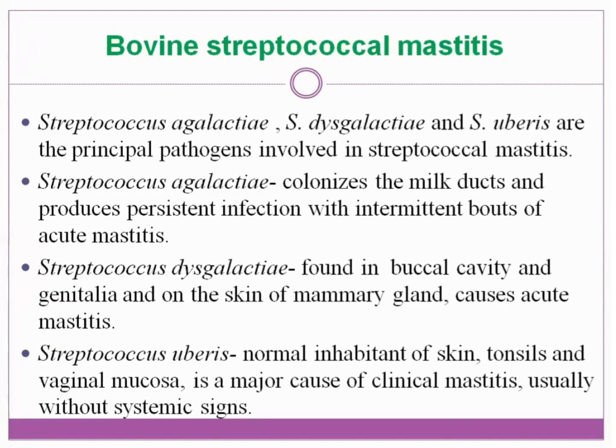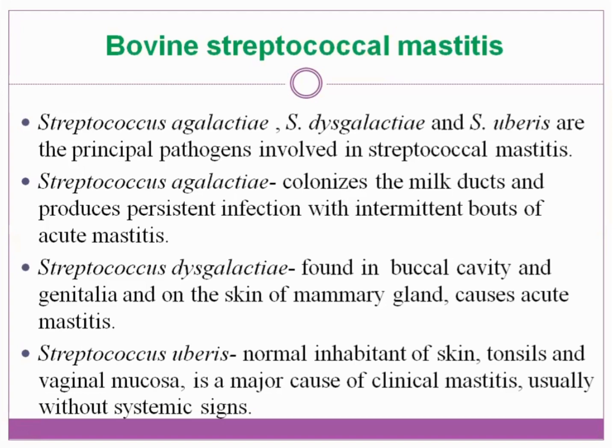The next important disease caused by streptococci is bovine streptococcal mastitis. It is a commonly found disease condition in many dairy animals. In this disease, Streptococcus agalactiae, Streptococcus dysgalactiae, and Streptococcus uberis are the principal pathogens involved in streptococcal mastitis. So these are the three main bacterial agents that cause streptococcal mastitis in domestic and dairy animals.